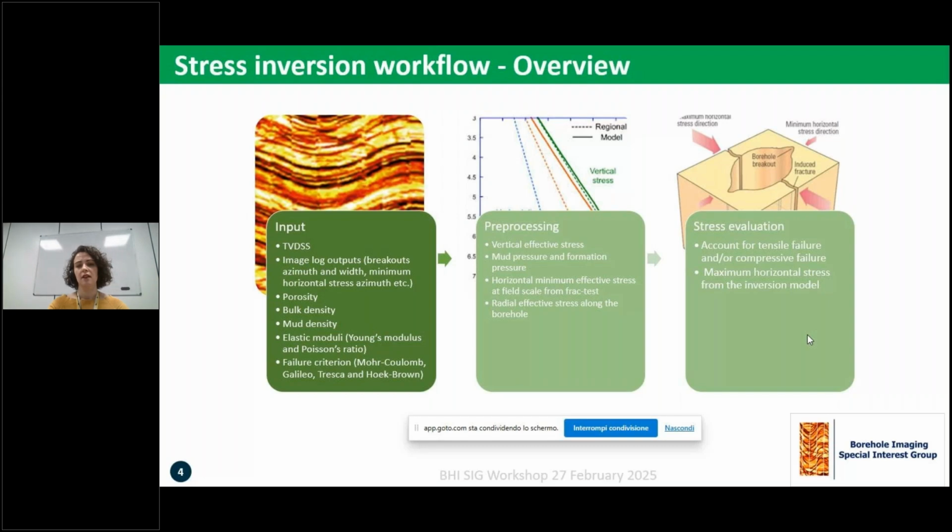In the pre-processing, the script computes the main parameters such as the vertical effective stress, the mud pressure and formation pressure, and the minimum horizontal and radial stress considering the borehole. Then all the input and pre-processing parameters are inserted into the stress evaluation, which accounts for tensile failure and compressive failure, and it applies a maximum horizontal stress from the inversion model.